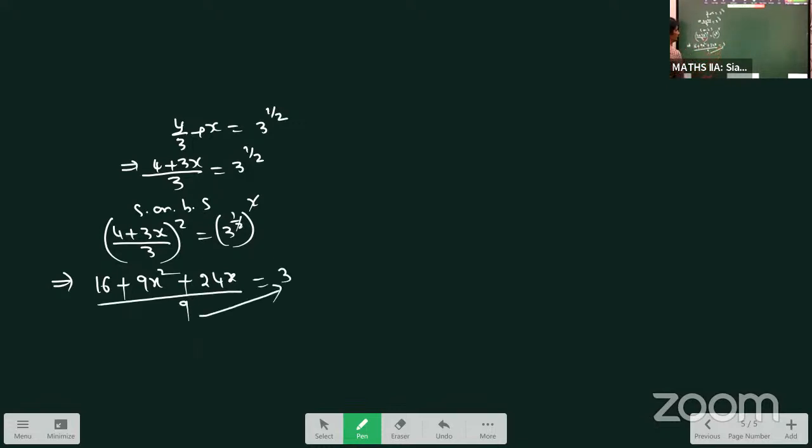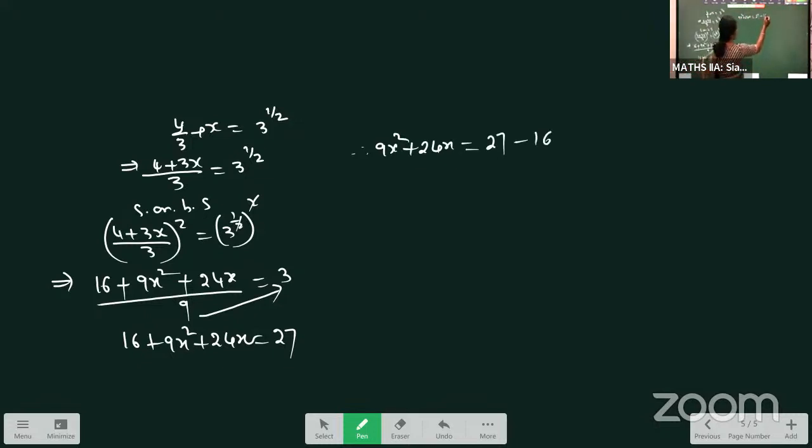Cross multiply. So 16 plus 9x square plus 24x is equal to 9 into 3, that is 27. We want the 9x square plus 24x value. 9x square plus 24x is equal to 27. Take this plus 16 to the right side, so it becomes minus 16. So 9x square plus 24x is equal to 27 minus 16, which is 11. Like this, we have to solve the question.